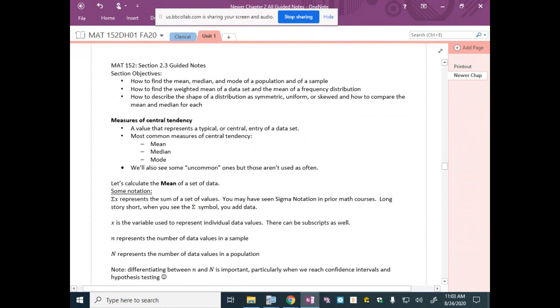Sigma notation. I don't know if they covered that in, I know in Virginia it would be Algebra 2, so you would have probably seen that in Math 3. I don't know.